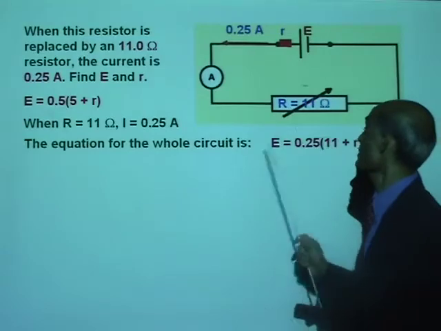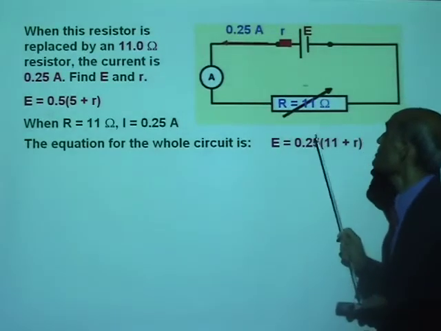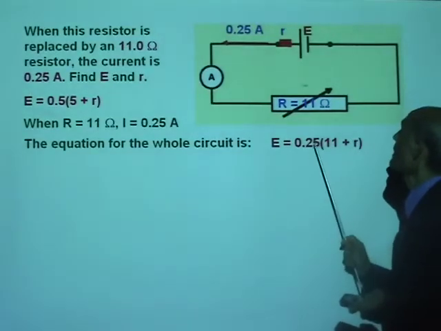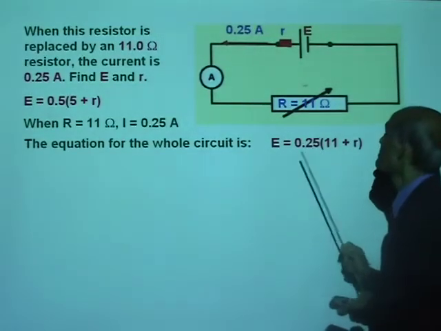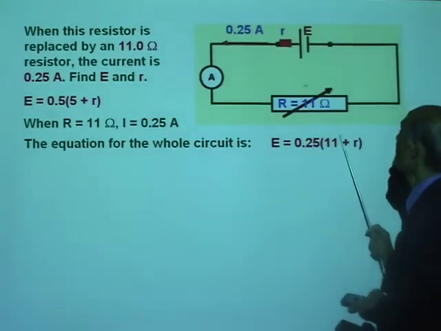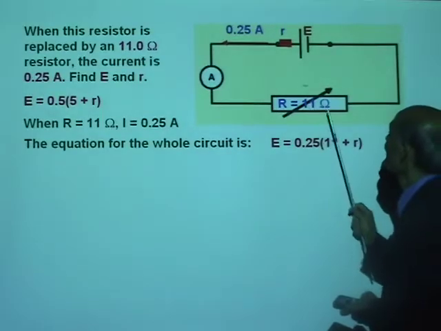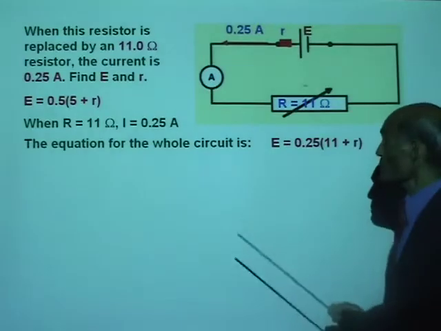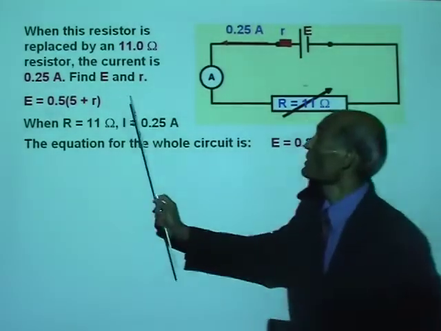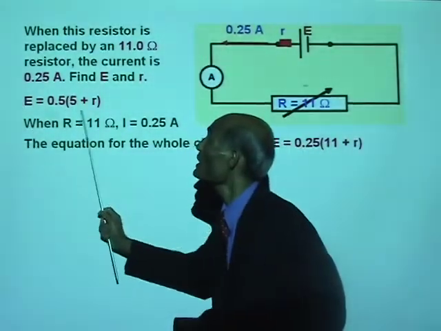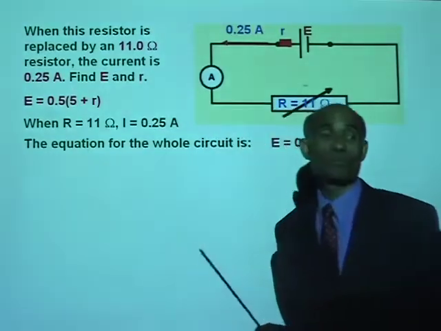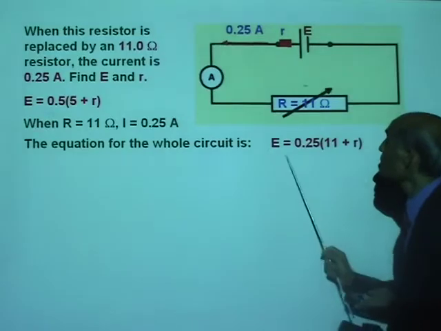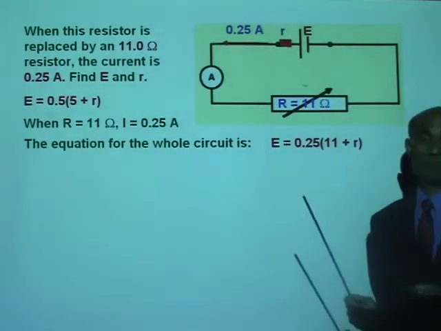What is that equation? Again, E equal to I times (big R plus small r). The current now is 0.25. The external resistance is 11 and the internal resistance is small r. So, we have now two equations. This is the equation for the first circuit, E equal to 0.5 times (5 plus r), and this is the equation for the second circuit.